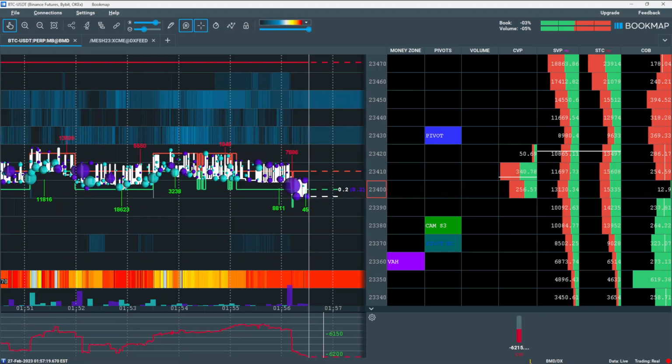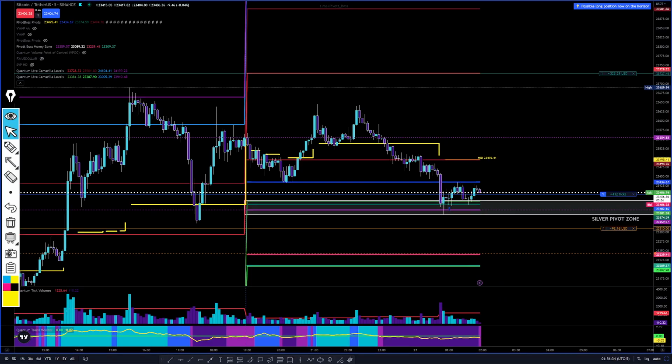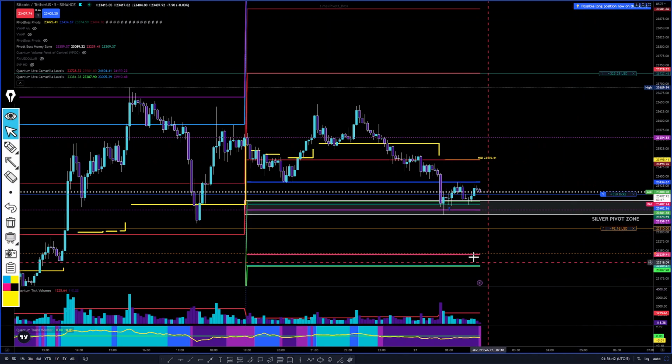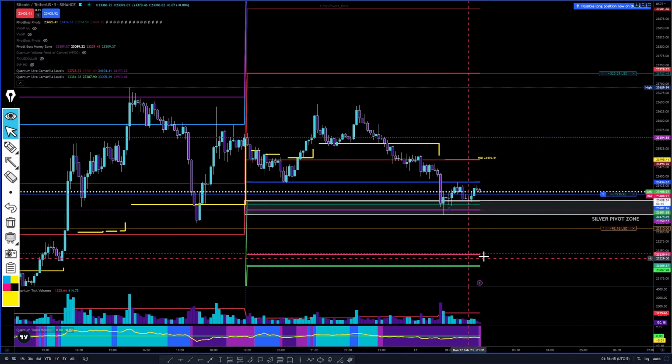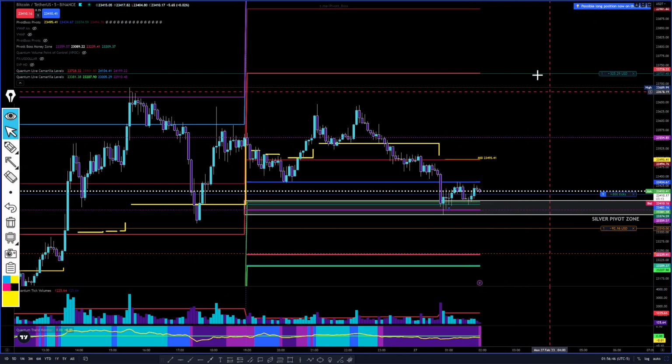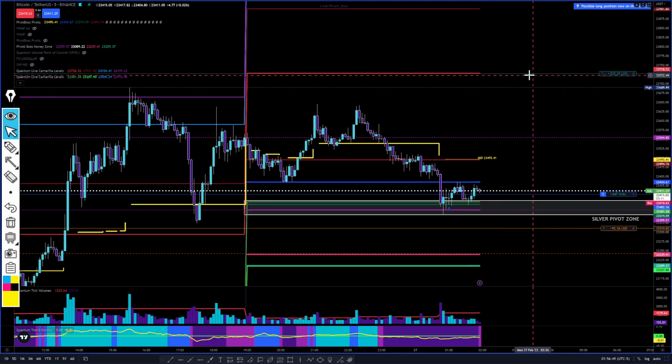And this is what will probably cause the auctioning to happen in a consolidation kind of format, right? So we have this sideways movement here until something happens, like it breaks out or breaks down, whether it comes back to this money zone POC area or it breaks out to the Camarilla R3 level.